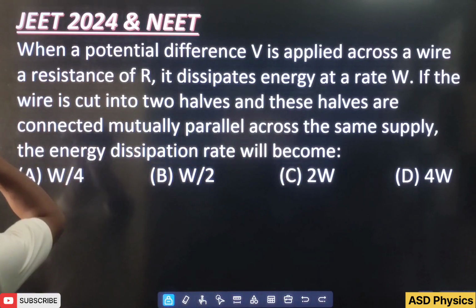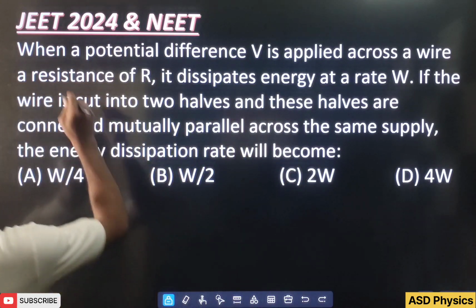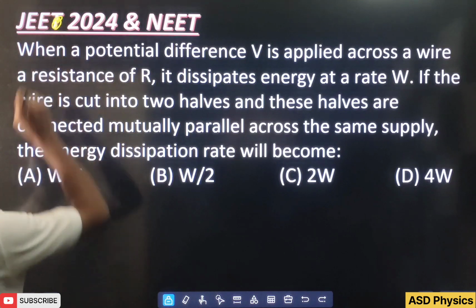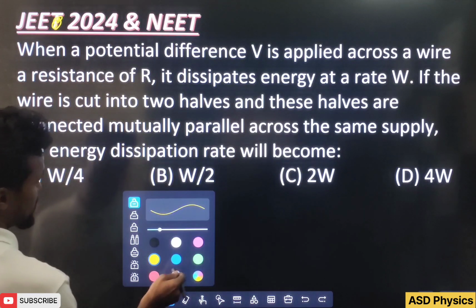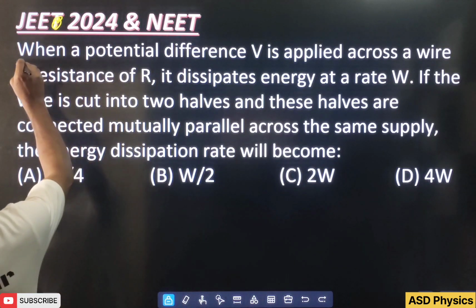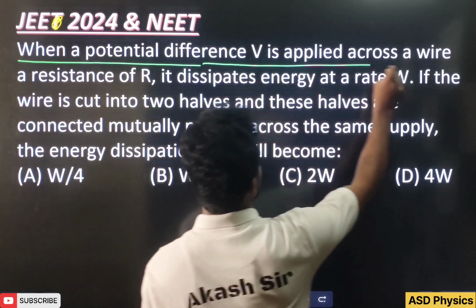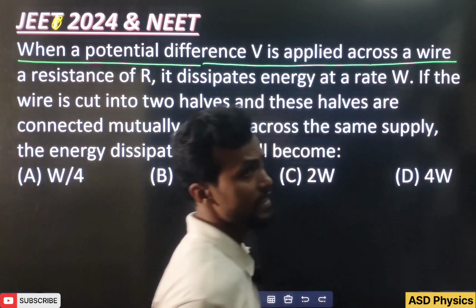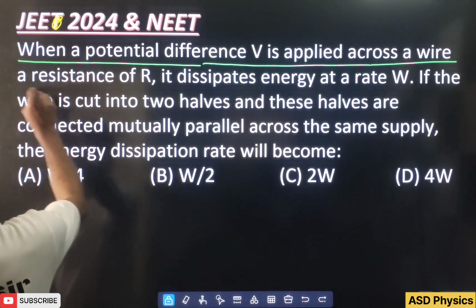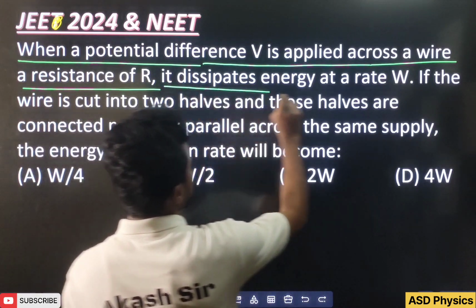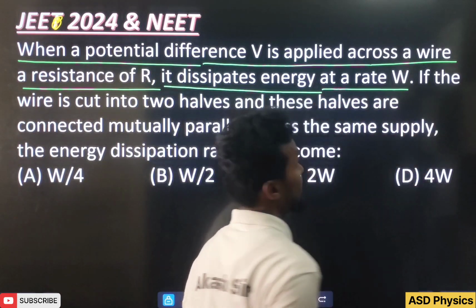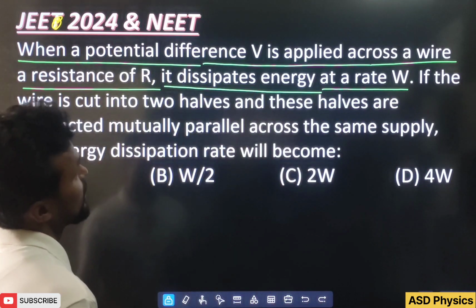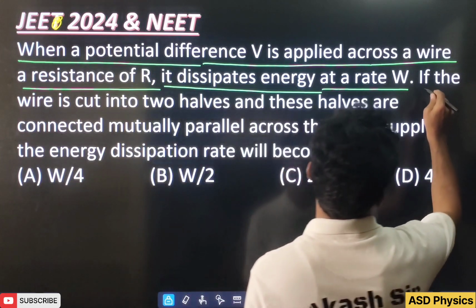Next one, let's see here. JEE 2024 question. So let's go through this question also. The question is, when a potential difference V is applied across a wire of resistance R, it dissipates energy at a rate W.